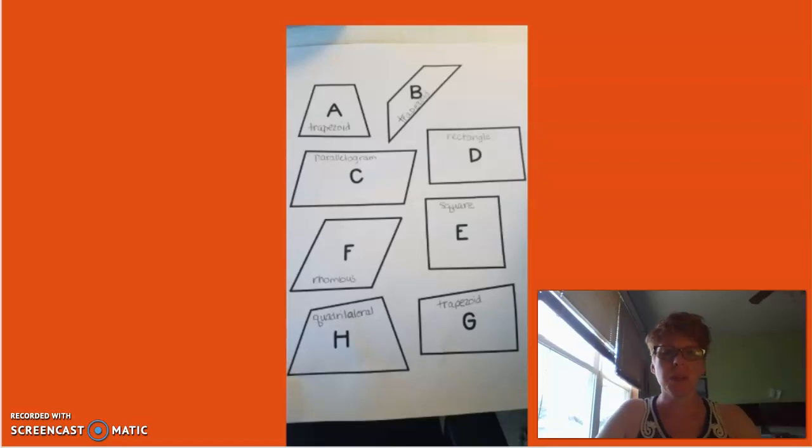Today we're going to be working with some shapes. In the back of your packet, you will find this piece of paper with some shapes on it. The first thing I want you to do is to gently rip out that piece of paper, and then I want you to label these shapes.